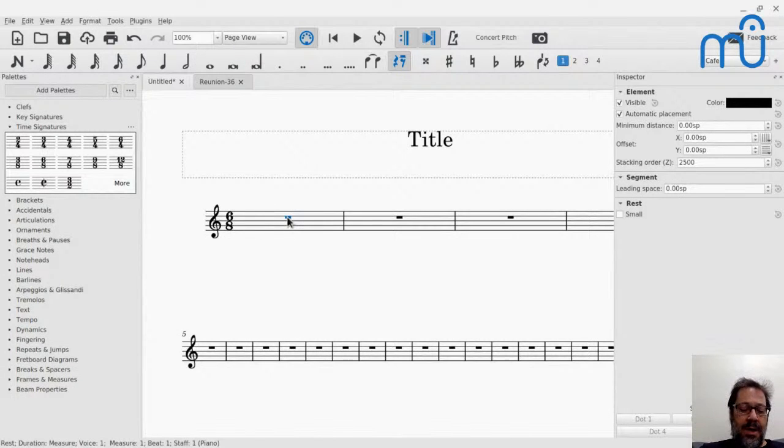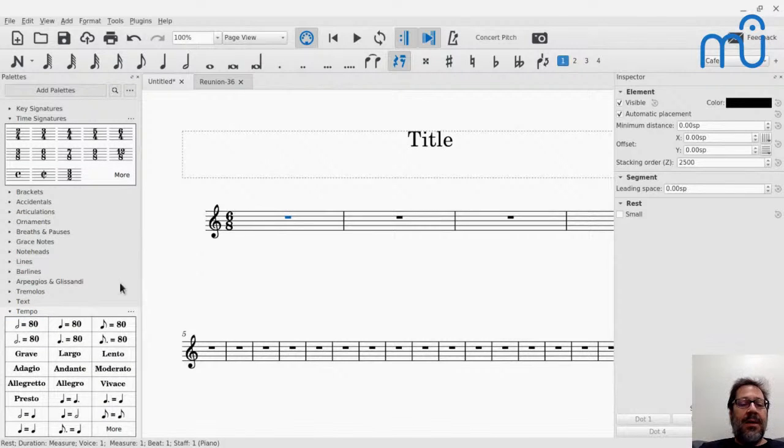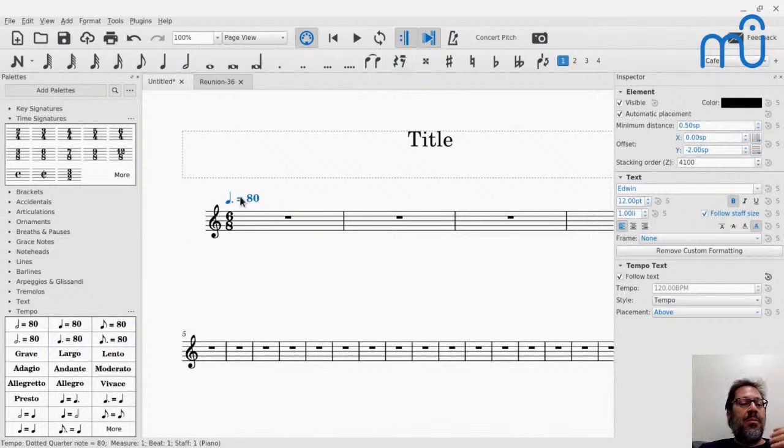So when I add a tempo marking here, if I go to the tempo palette and add a dotted quarter is 80, you'll see that the tempo marking says dotted quarter is 80. But if you look over here in the inspector, you'll see it's actually showing 120 as the tempo. That's because internally MuseScore always thinks quarter notes. It doesn't know compound meter from anything else. It just knows beats. Internally, a quarter note is a beat.